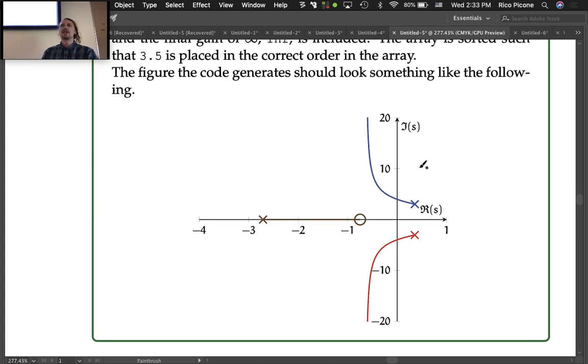Any questions on generating root locus plots in MATLAB? We're going to do it a lot, so you guys are going to see this. We're going to do this at pretty much every lecture from here on out. So it's like a first building block, and we're going to keep building from there.